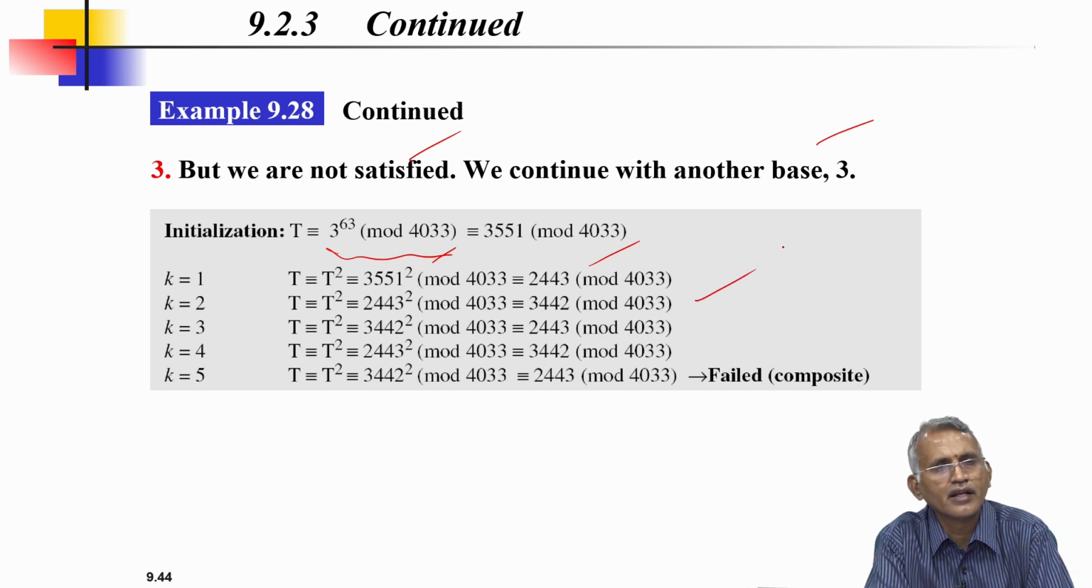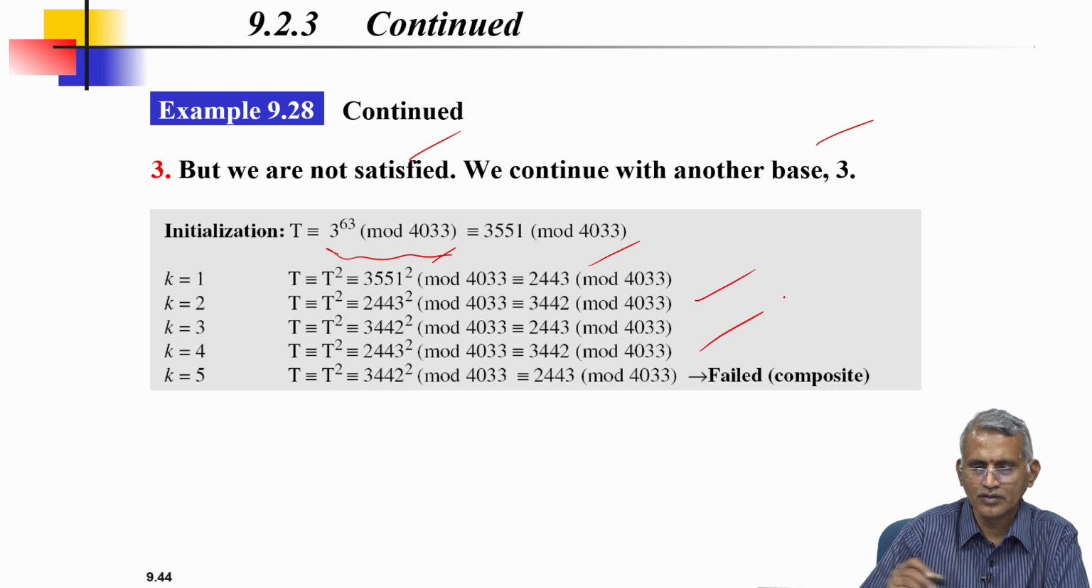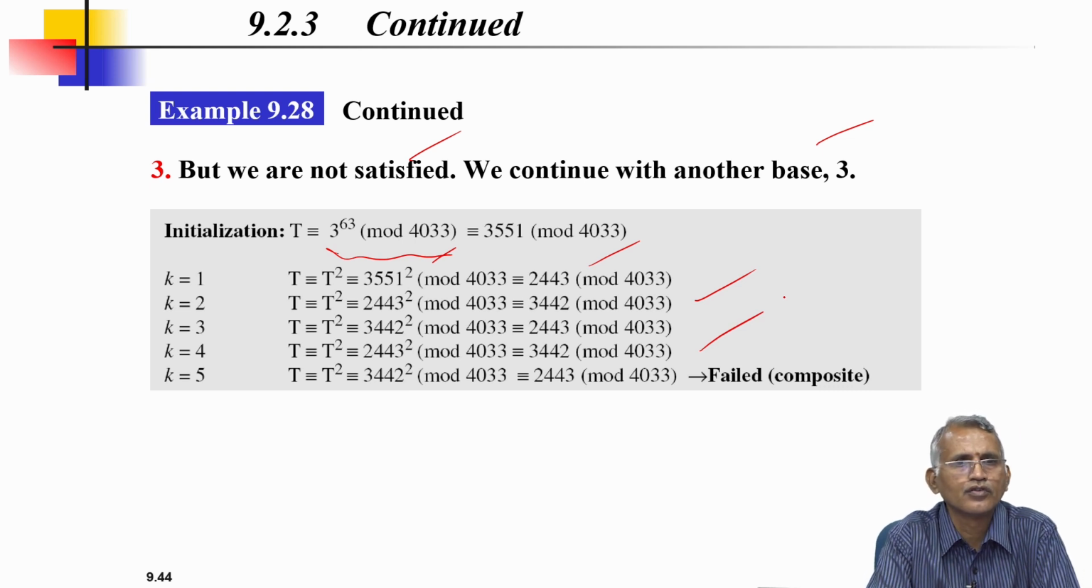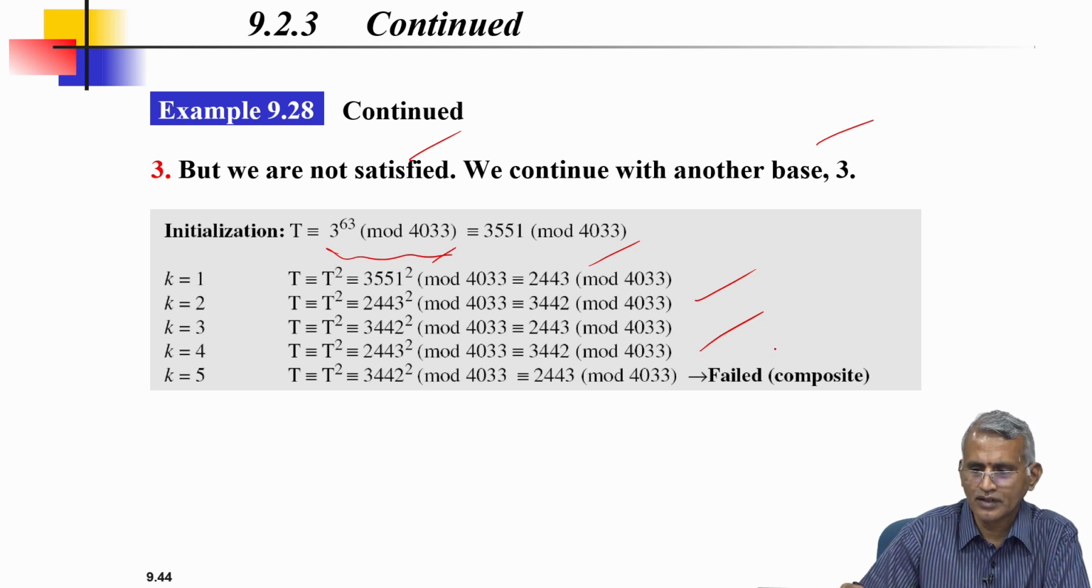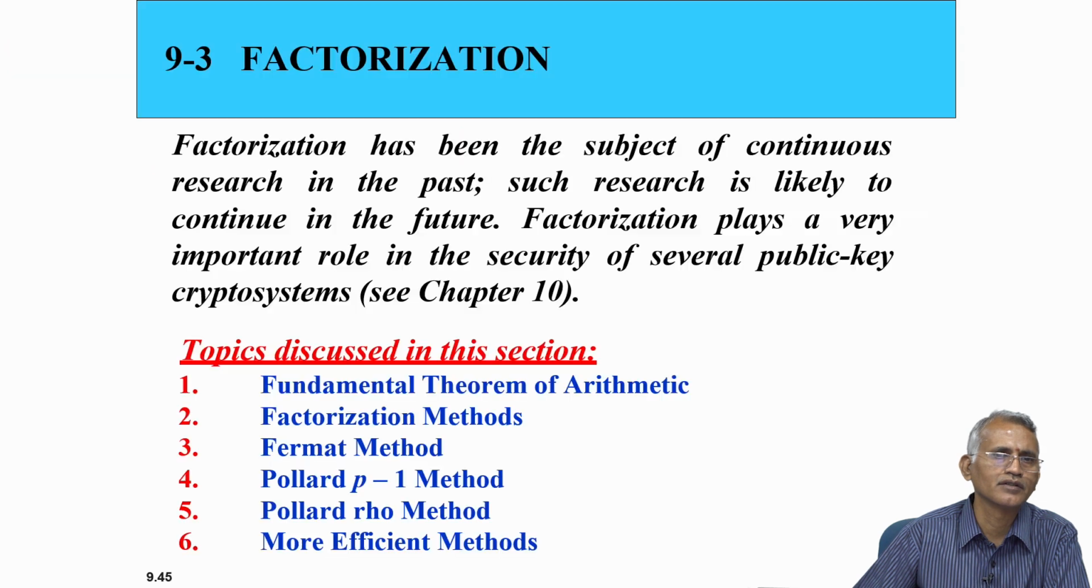When k equals 3, t equals t square, which is identically equal to 3442 square under modulo 4033, which is identically equal to 2443 under modulo 4033. When k equals 4, t equals t square equals 2443 square under modulo 4033, identically equal to 3442 under modulo 4033. When k equals 5, t equals t square, which is identically equal to 3442 square under modulo 4033, identically equal to 2443 under modulo 4033, which is failed. Therefore, it is composite.